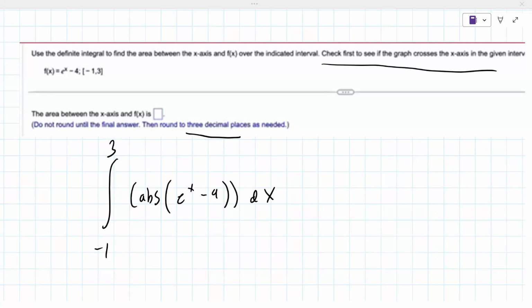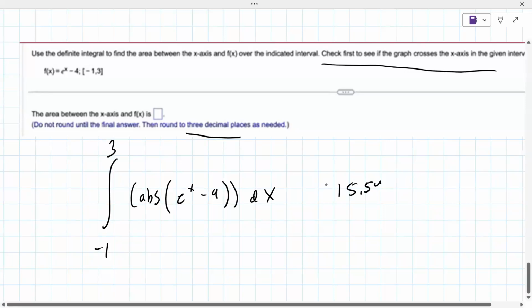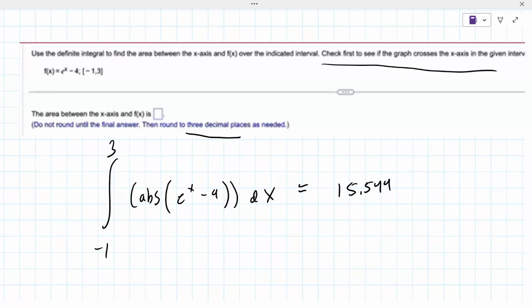Okay, I got 15.5437. Sorry, the thing I'm using is not working very well. Yeah, you said 15.544. I got 15.544. Let me check your rounding on that. I didn't round. Okay, great.